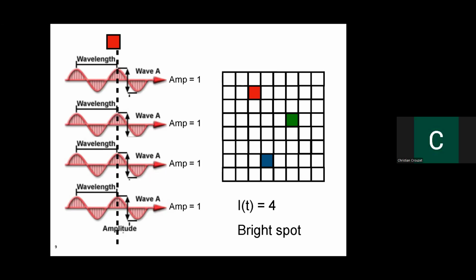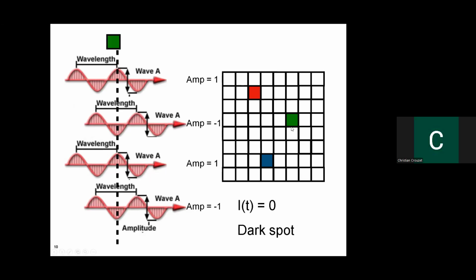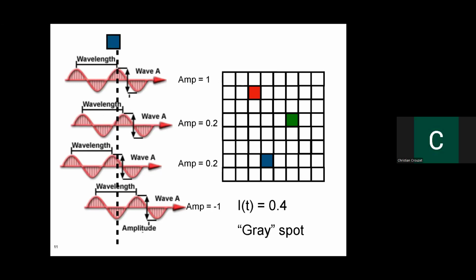So now let's go to a different pixel on our camera sensor, the green one. And here you can see that packet of light number 2 and 4 are shifted compared to 1 and 3, such that when you add their amplitudes up, it's summing to 0. And when you do that, you'll get a dark spot on your image, and that's due to destructive interference.